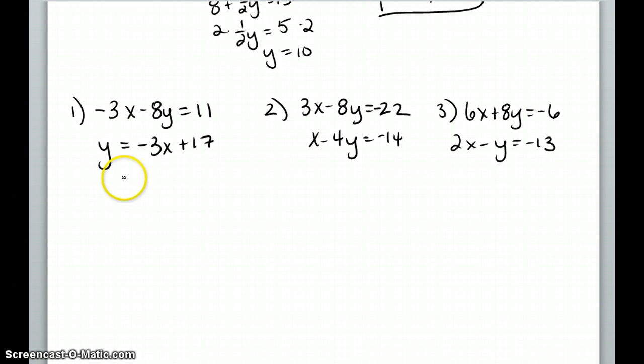All right, so here are the answers. For number 1, you should have gotten 7, negative 4. Number 2, you should have gotten 6, 5. And number 3, you should have gotten negative 5, 3. Okay? It's okay if you didn't finish.